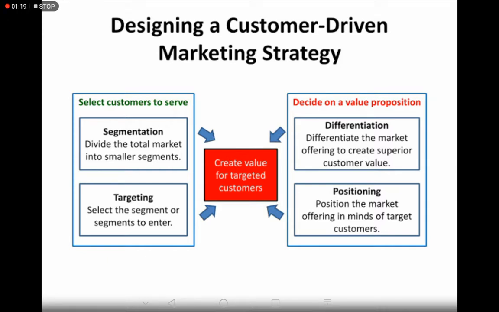So how does the company go about customer driven marketing strategy? Well, on the left hand side you can see the heading select customers to serve, and on the right hand side you can see the heading decide on a value proposition. First we will be talking about the left hand side, that is how a company selects its customers.